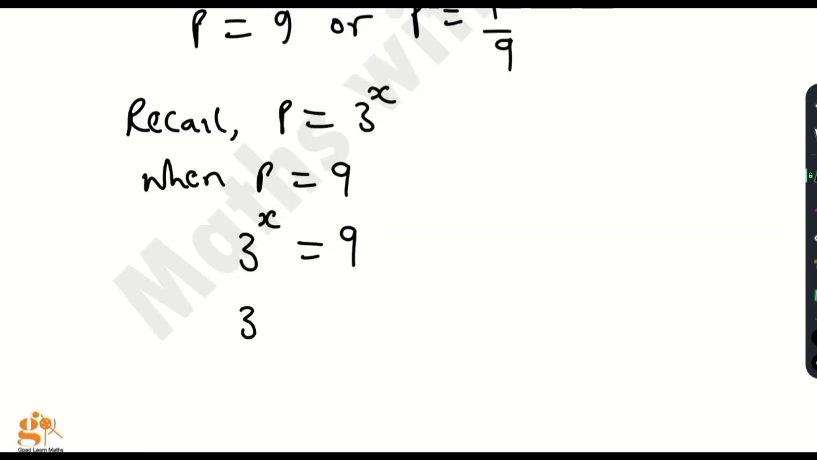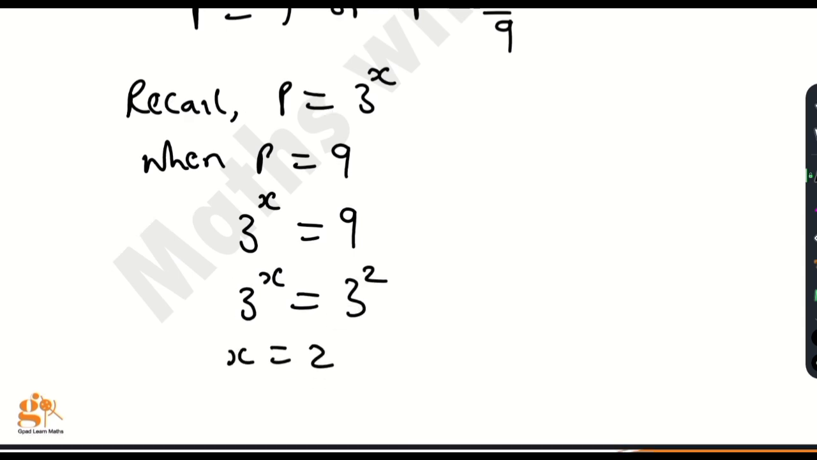Take it a step further: 3 raised to the power x is equal to 9, which can be expressed as 3 raised to the power of 2. Okay, now they have a common base, so we're going to equate the exponents. It means that x is equal to 2. That's the first solution. Let's look at the second solution.